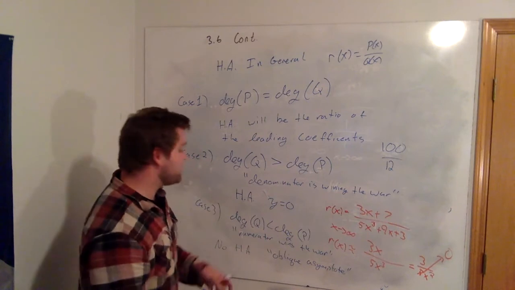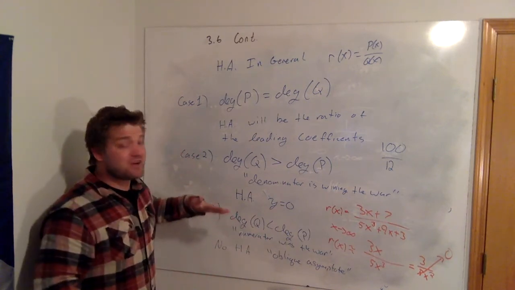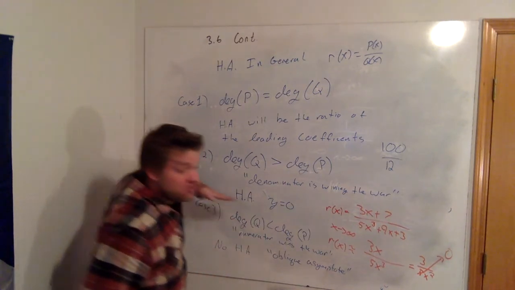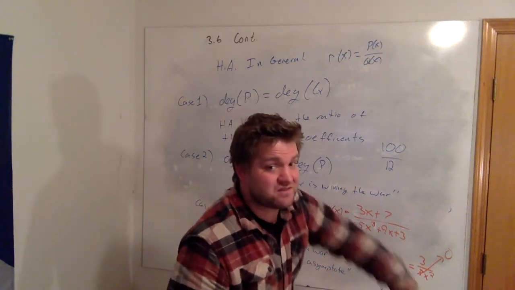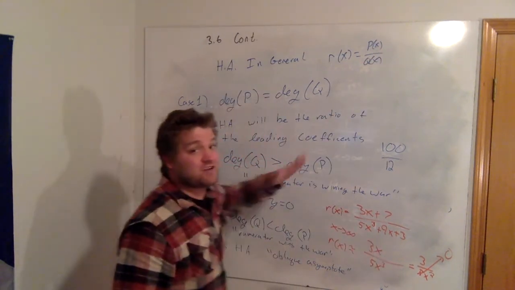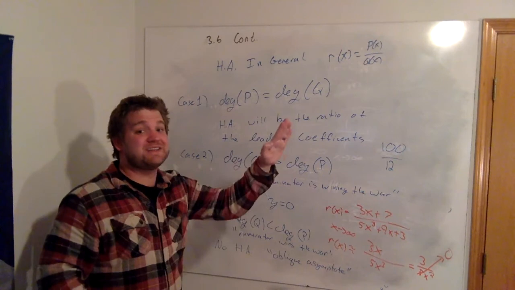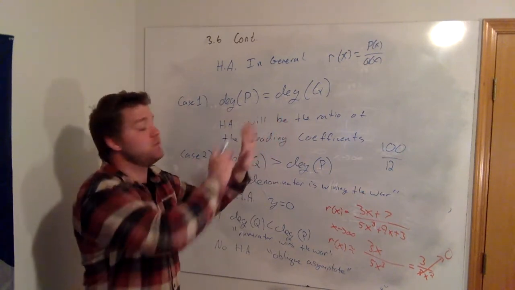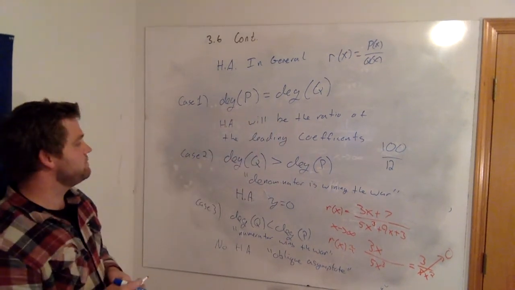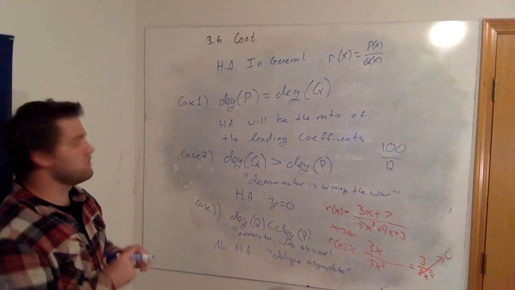So when the numerator wins the war, I don't get a horizontal asymptote. What's going to happen is my function is going to go away from the x-axis in some sort of direction, and it'll actually settle not on a horizontal asymptote. It'll have these slant asymptotes that it'll settle on, and we'll talk about those in greater detail. But these are the 3 cases for horizontal asymptotes.